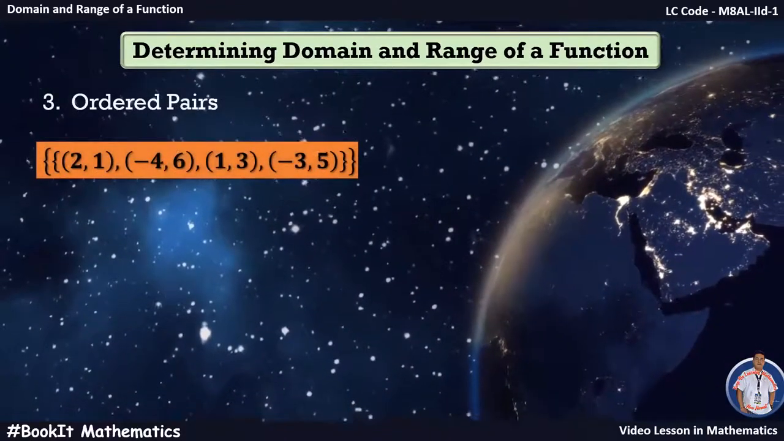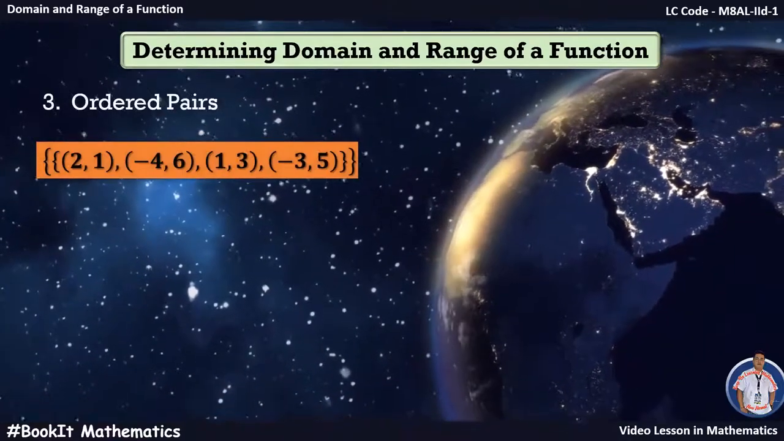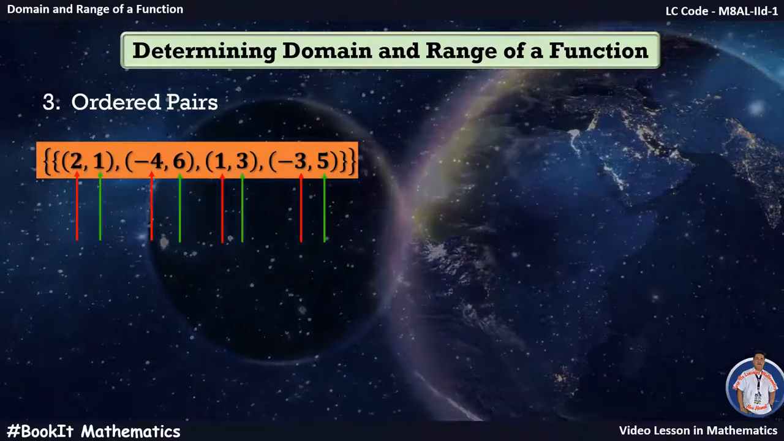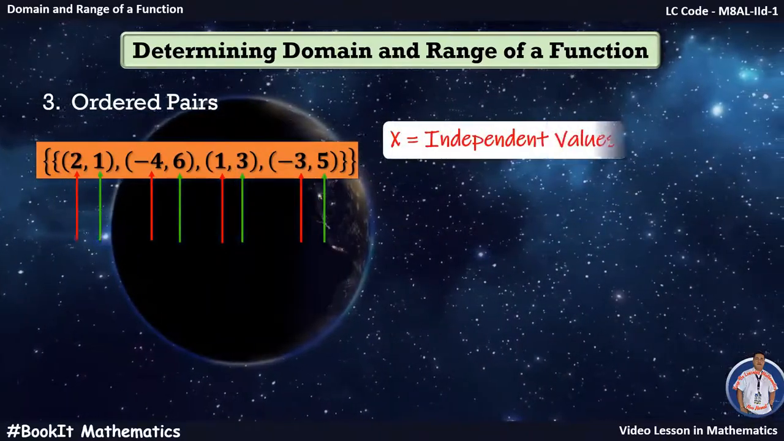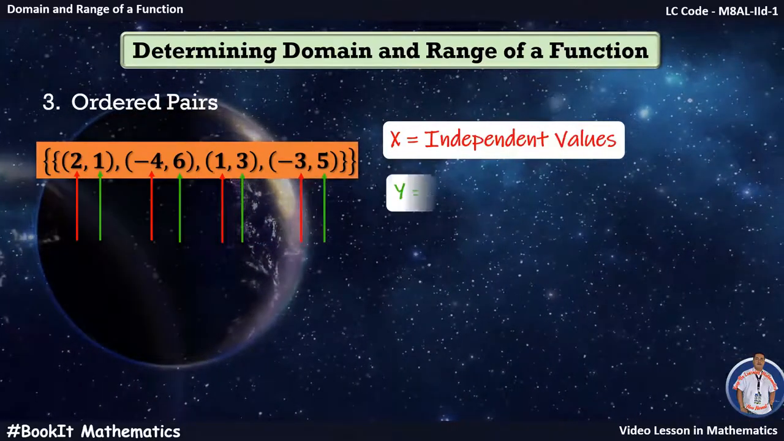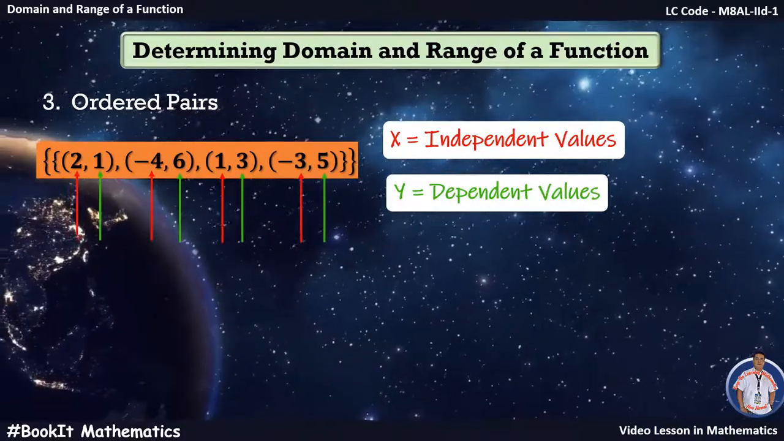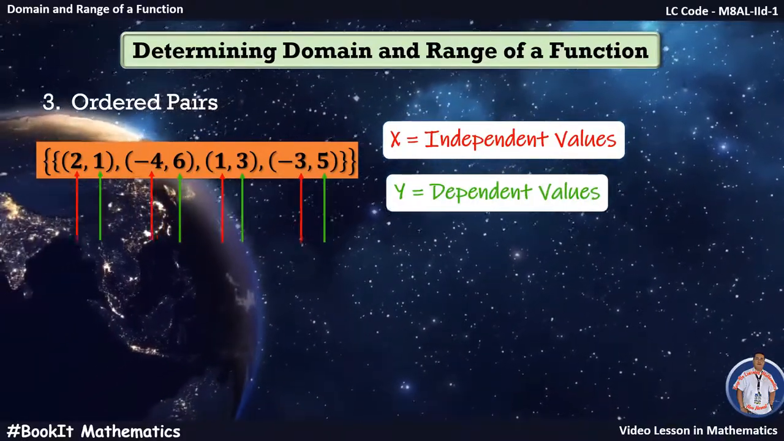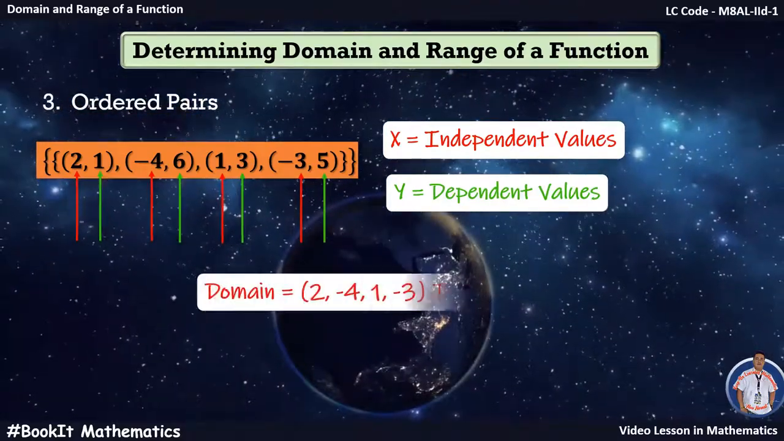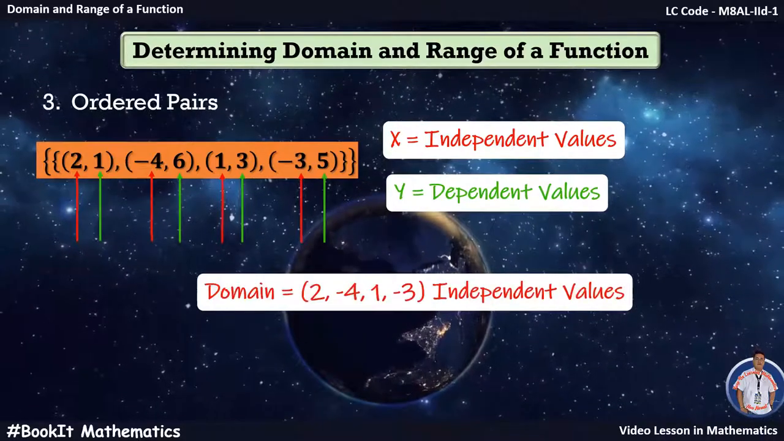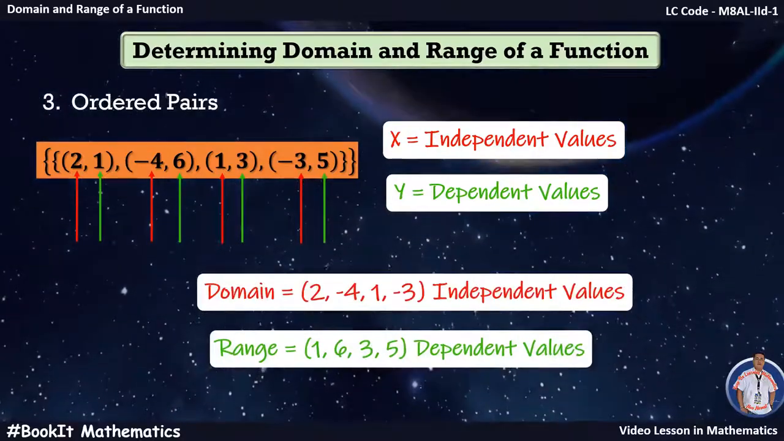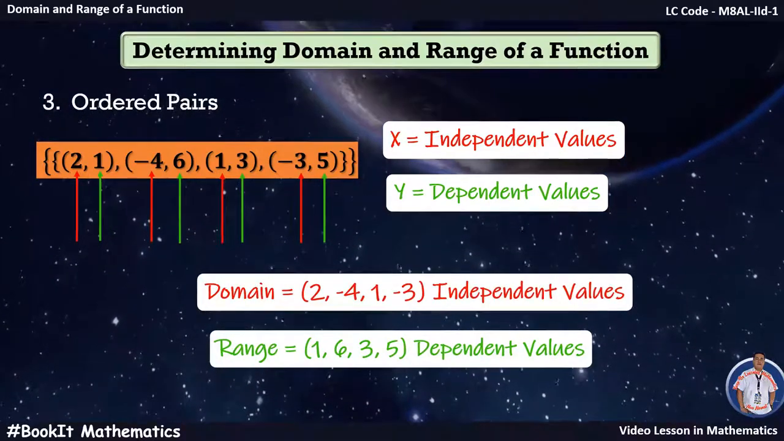Now, when it comes to sets of ordered pairs, we simply need to split the pairs apart into x coordinates and y coordinates. Because the x coordinates are the independent values, they make up the domain. And the y coordinates are the dependent values, which means that they are the range. In our example set of ordered pairs, the domain is the set of the first number in every pair. Those are the x coordinates. The range is the set of the second number of all the pairs, and those are the y coordinates.